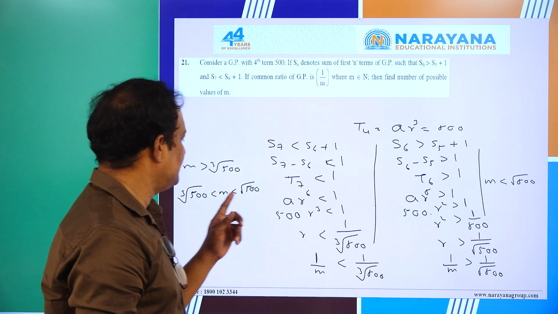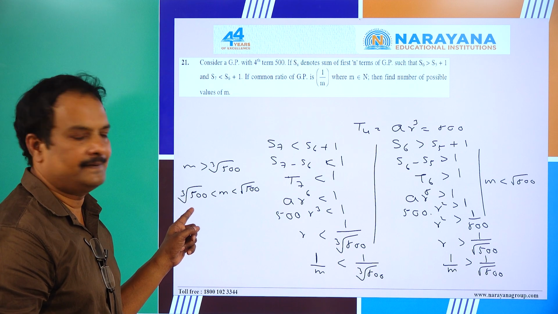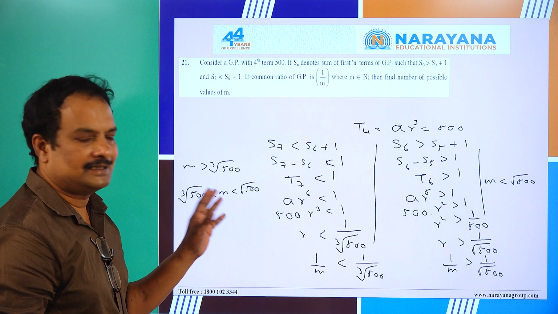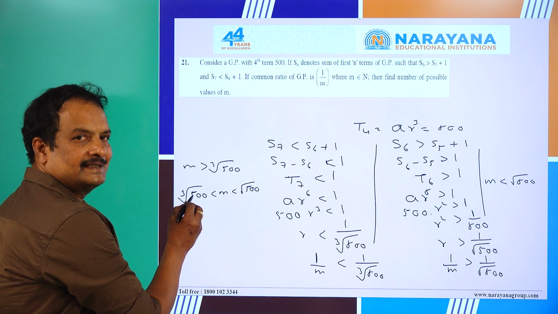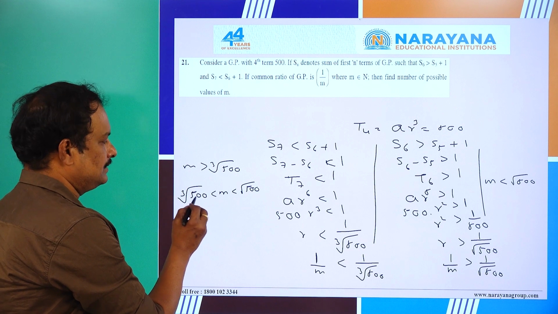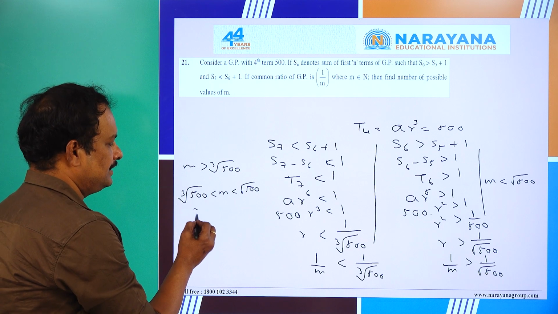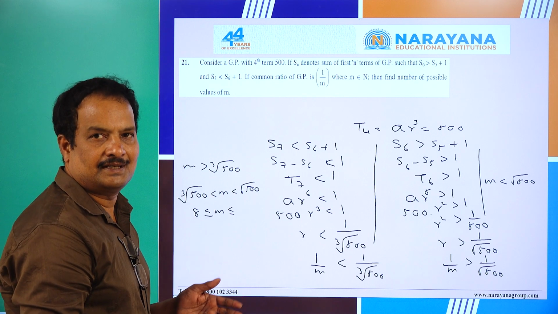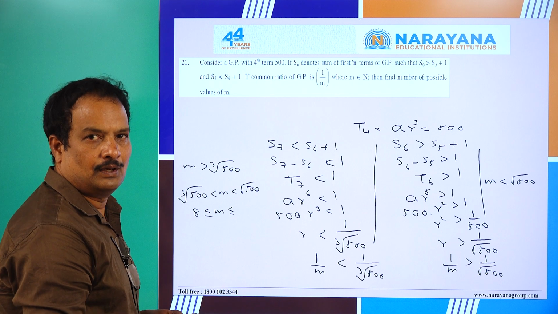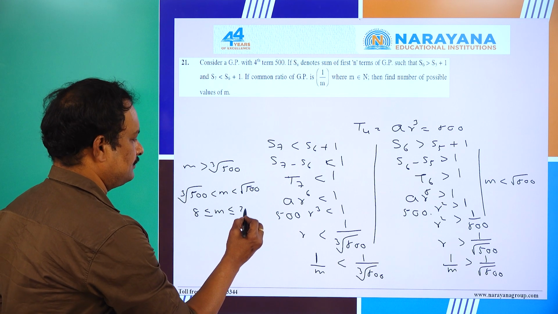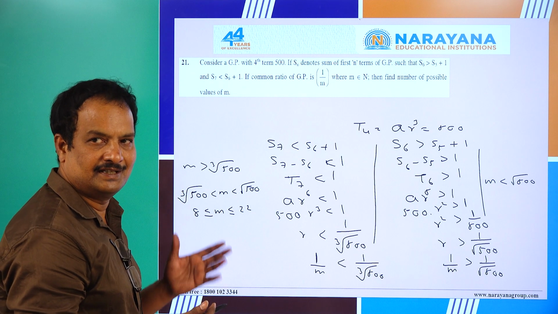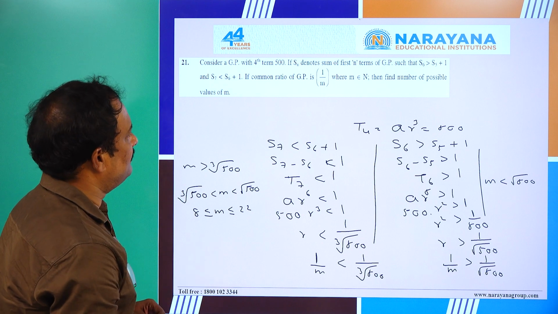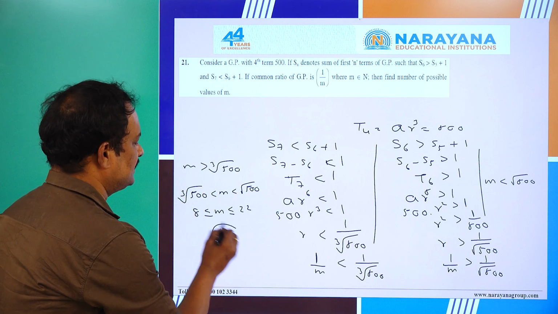m is already given as a natural number. So between cube root of 500 and square root of 500, how many natural numbers are there? The cube root of 500 is surely 7 point something, so the next natural number is 8. So 8 is less than or equal to m, less than or equal to, and the square root of 500 is roughly 22 point something, so you should take up to 22, the nearest natural number in this interval. So very clearly, there are 15 values of m. So 15 is the answer for this one.